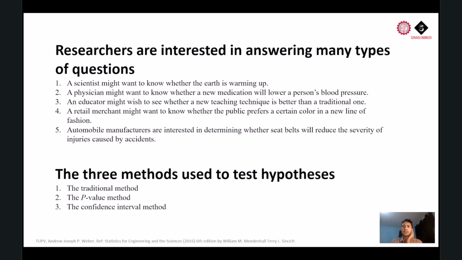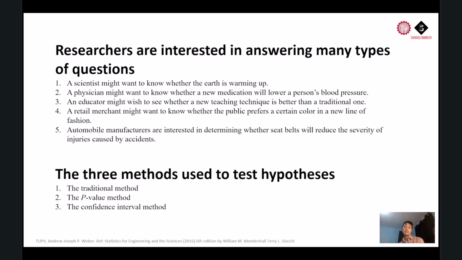So these types of questions can be addressed through hypothesis testing, which is a decision-making process for evaluating claims about the population. Remember that population is not always people. So the three methods used to test hypotheses are the following. One, the traditional method. Second is the p-value method. And the last is the confidence interval method, which I will not discuss here.